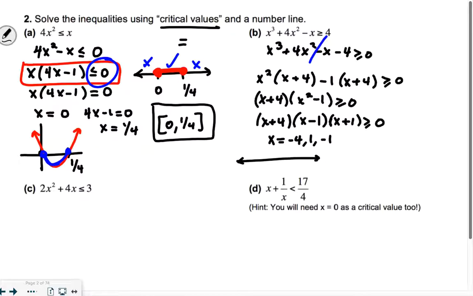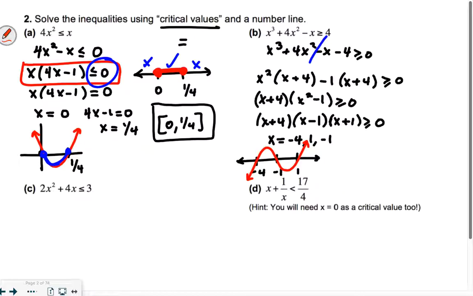So we do our number line: -4, -1, and 1. And you can outsmart the system. That's why I was saying, if you know the shape of the graph, you're really good. Because you know it has to be one of those up and down ones. So it would go through -4, through -1, and then back up.